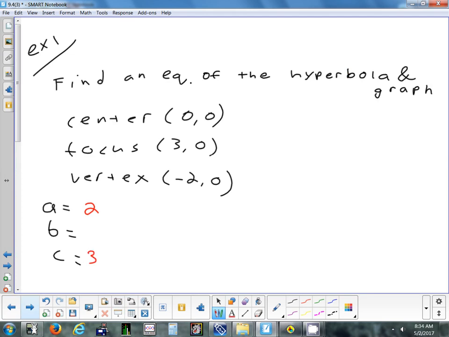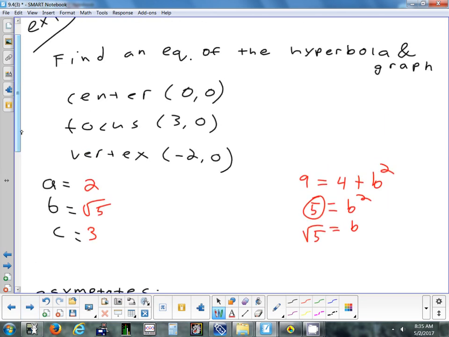3. Now, to write the equation, you have to have B. But what's the formula that relates A, B, and C? C squared equals A squared plus B squared, and fill in for C squared. So we get 9 minus 4, we get 5 equals B squared. So that means B equals square root of 5. You're not really going to need the square root of 5, because when you plug into the formula, the denominator is B squared. You're going to need that anyway. But if you just want to write it, you can.